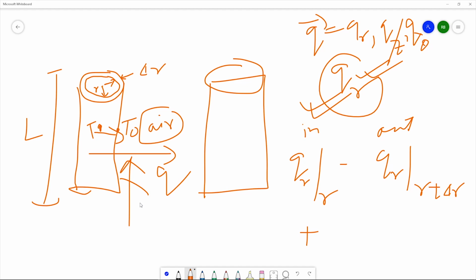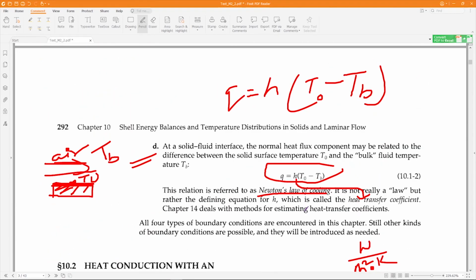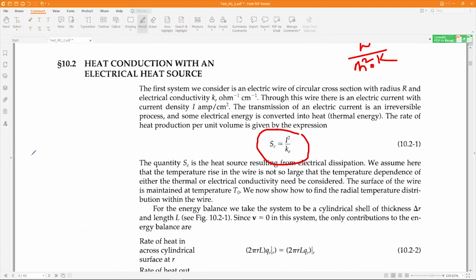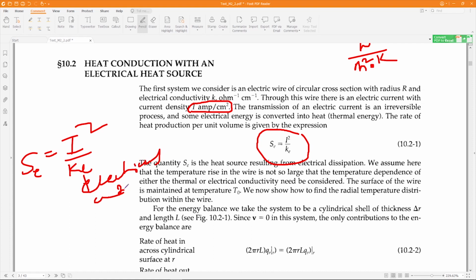What is the energy generation? Because of the heating effect, it is given in this problem that the source of electrical energy, Se, is I squared by the conductivity. I is the current density, and K is the electrical conductivity. So this is the energy term, and this is per unit volume. This is a heat source resulting from electrical discharge.